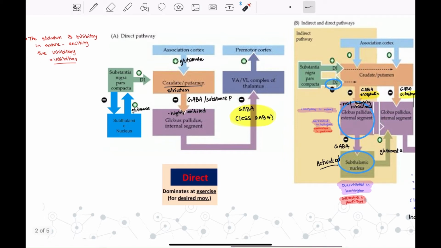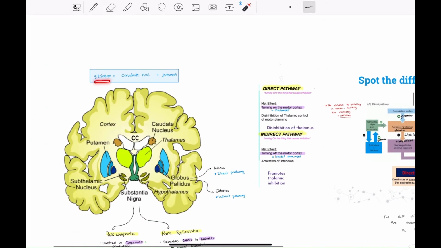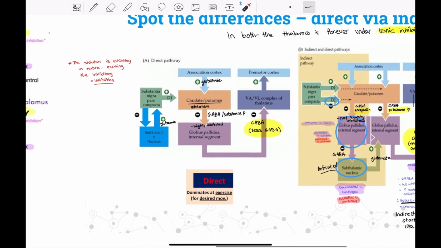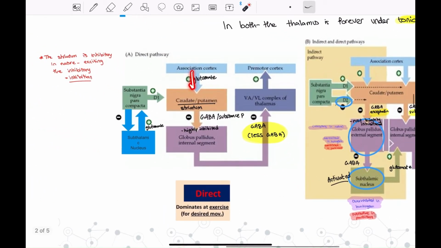So it's going to send glutamate, also known as an excitatory neurotransmitter, to the striatum. And we just agreed that the striatum is what? The caudate nucleus and the putamen, okay? So it's going to send excitatory signals to the striatum via glutamate.